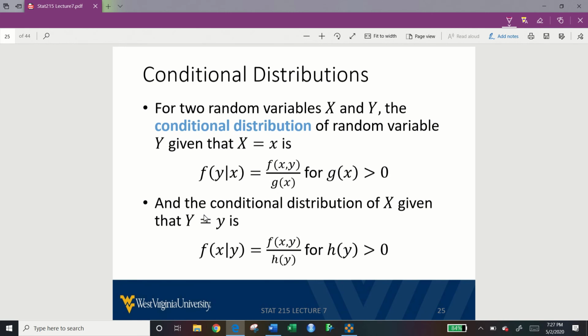Let's look further. So for two random variables, X and Y, the conditional distribution of random variable Y given that X equals x is f(y | x) equals f(x, y) over g(x) for g(x) greater than 0. And in similar fashion, the conditional distribution of X given that Y equals y is f(x | y) equals f(x, y) over h(y) for h(y) greater than 0.